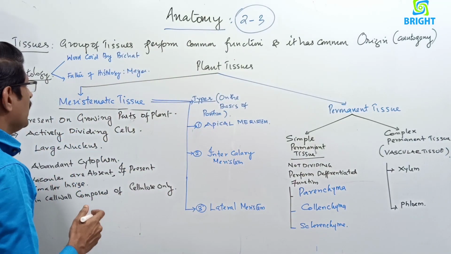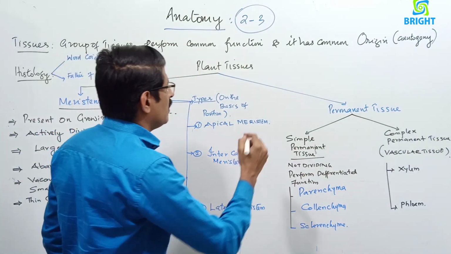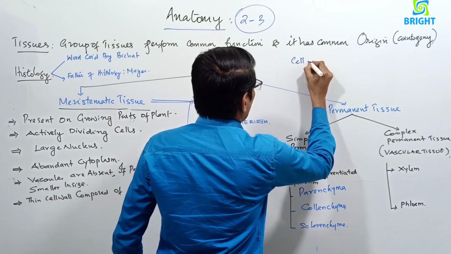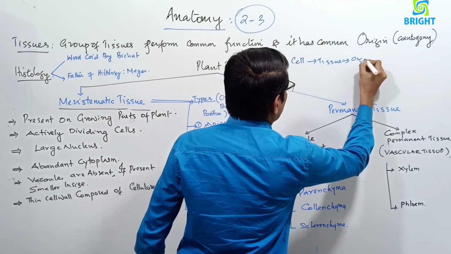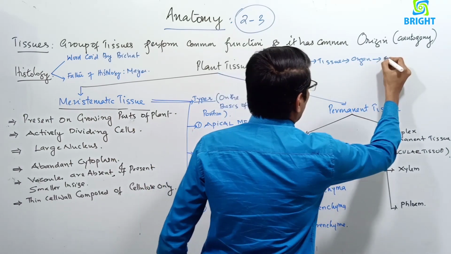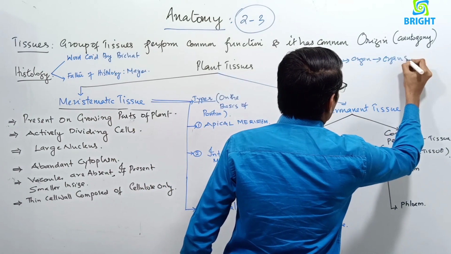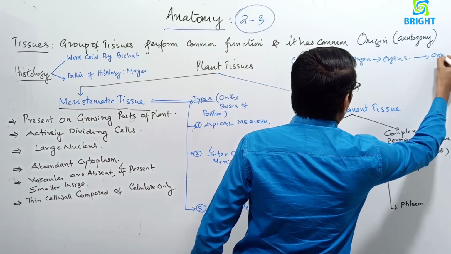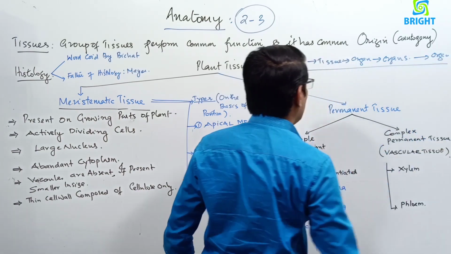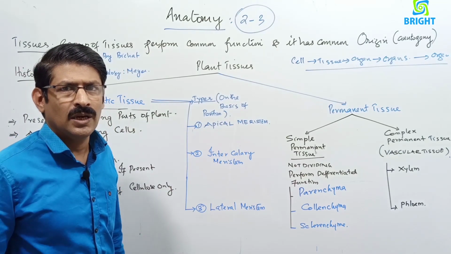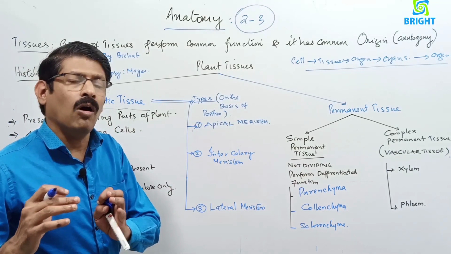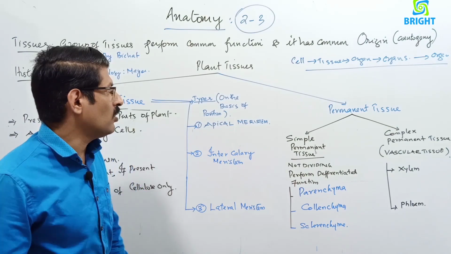Anatomy deals with the study of internal structure of an organism, and we know that in higher plants or higher organisms, cells group to form tissues, tissues group to form organs, organs group to form organ systems, and ultimately the organism. So there is a hierarchy of cellular or organizational grade in all higher or multicellular organisms.